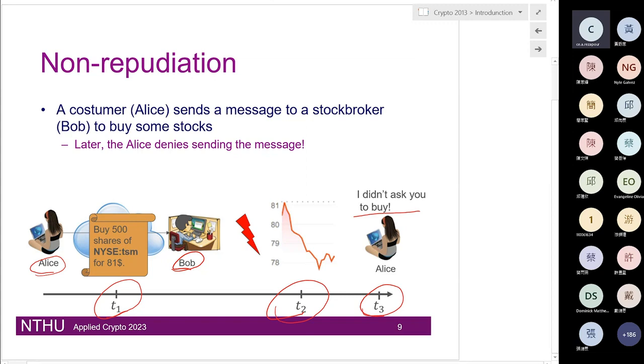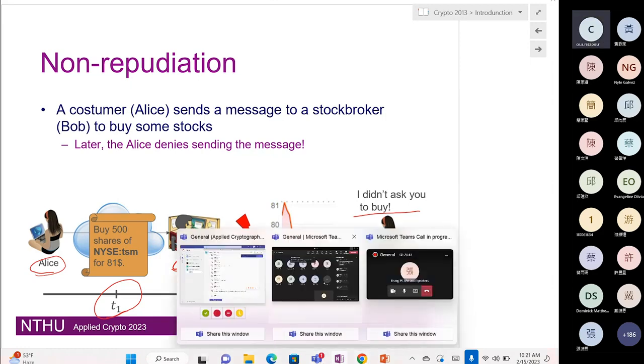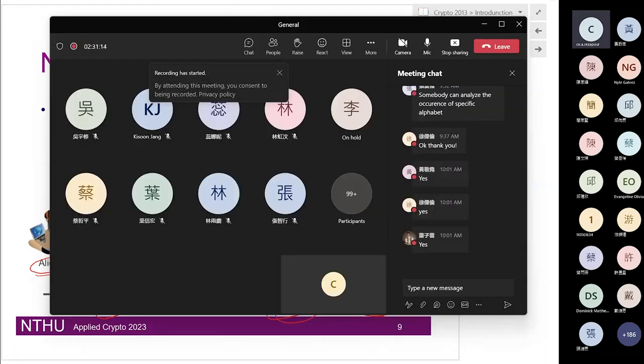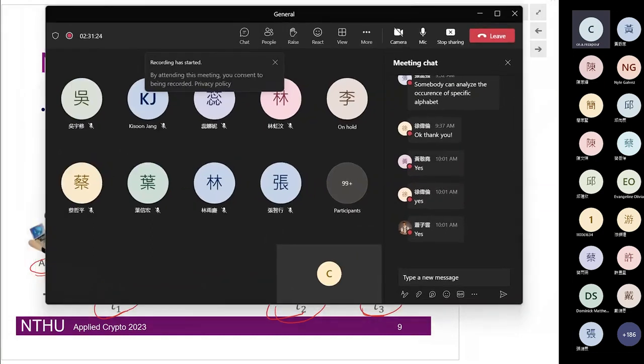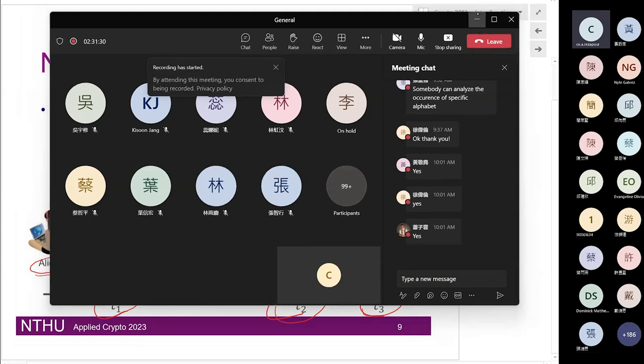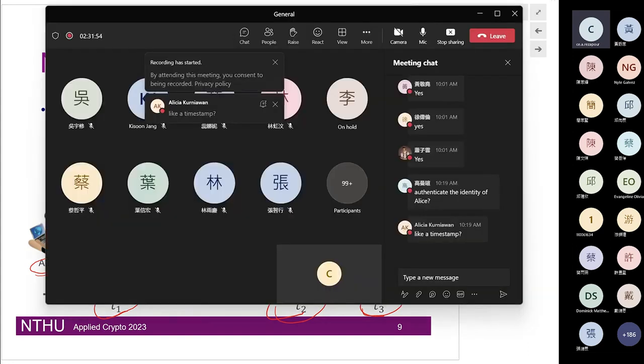Do you guys have any idea how Alice can achieve this? Or how we can protect Bob against this situation? Let me put it this way, do you know what we can add to the system so that Alice is unable to deny that she sent this request to Bob in the first place at time T1? Any ideas? Authenticate the identity of Alice. Yeah, we need to be a bit more specific than that.